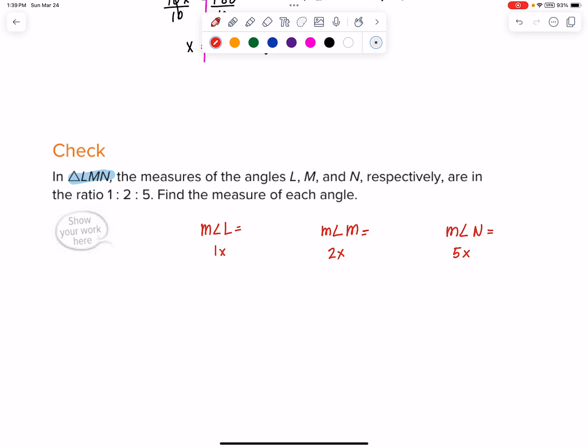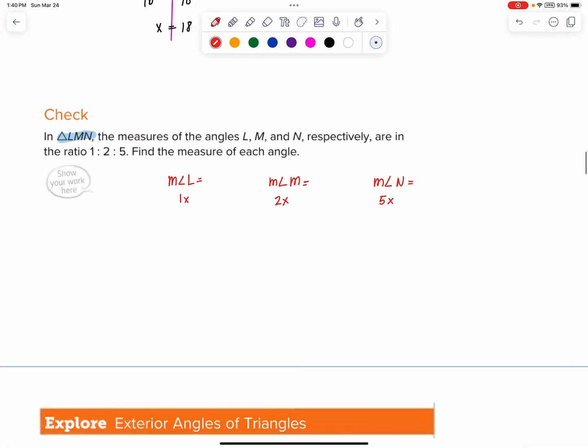So we're giving angle L this mystery variable. We don't know what it is. We just know angle L is x, so angle M has to be 2 times that, and angle N has to be 5 times that. So now we can create our equation.